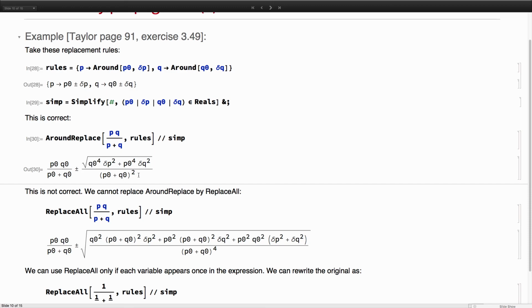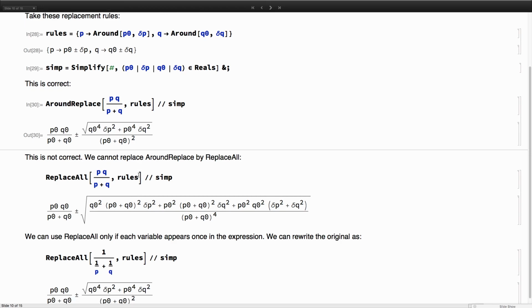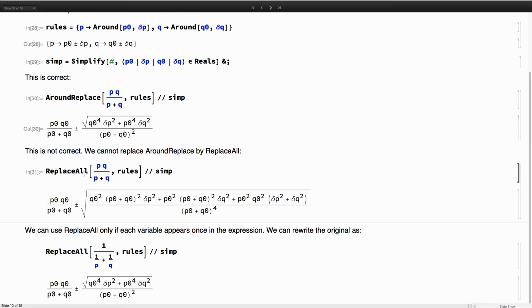Okay. Now, can we just use replace all as usual? Well, the answer is no. If we just did replace all, we would get a completely different result. And you see, this is a sum of squares, a sum of positive objects. So there are more terms here which are not present here.